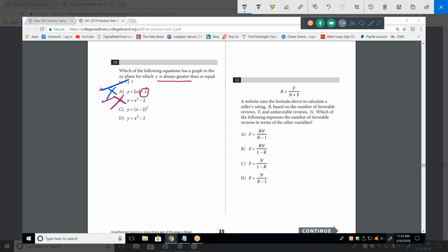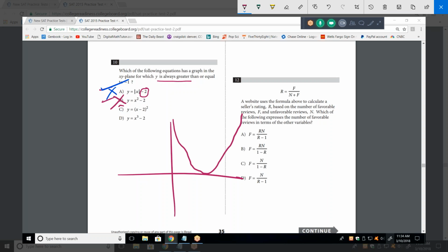X minus 2 squared. Well, what kind of shape is this? Still a parabola. Okay. And what's the consequence of the minus 2 inside the function? Shift to the right 2. Yeah. So now we have a parabola that does this. Is that the answer? Yes.